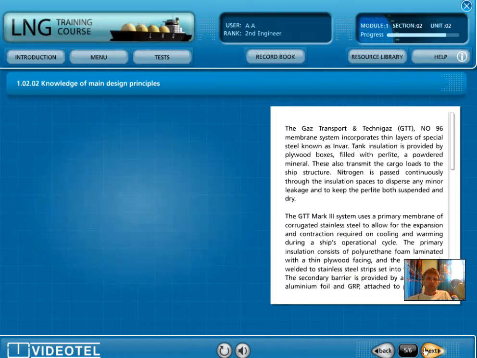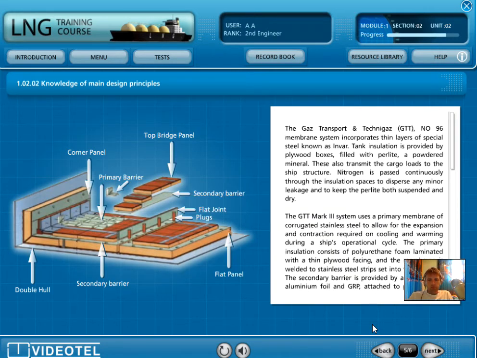So let's move on. The Gaztransport and Technigaz GTT NO96 membrane system incorporates thin layers of special steel known as Invar. Tank insulation is provided by plywood boxes filled with perlite, a powdered mineral. These also transmit the cargo loads to the ship structure. Nitrogen is passed continuously through the insulation spaces to disperse any minor leakage and to keep the perlite both suspended and dry.